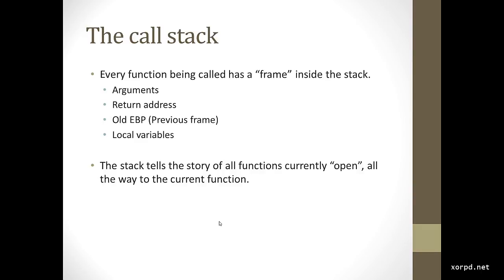The call stack. As we have seen, every function being called has a frame inside the stack. This frame is just an idea. The processor doesn't know about any frame. The frame contains the arguments, the return address, the old EBP, and then the local variables. Maybe in some other words, the stack tells the story of all functions currently open, all the way to the current function.